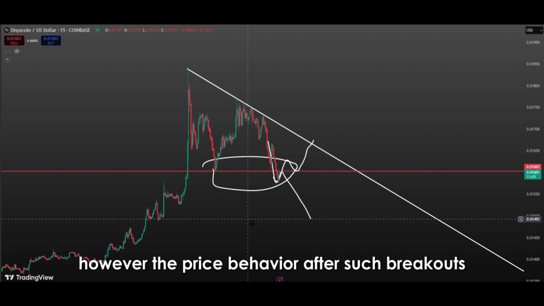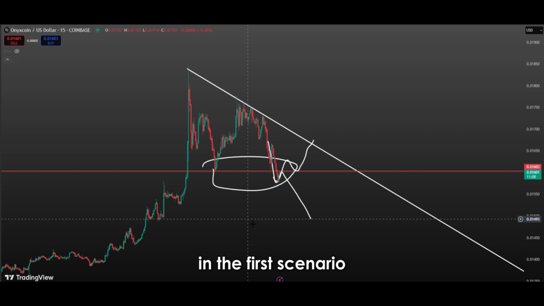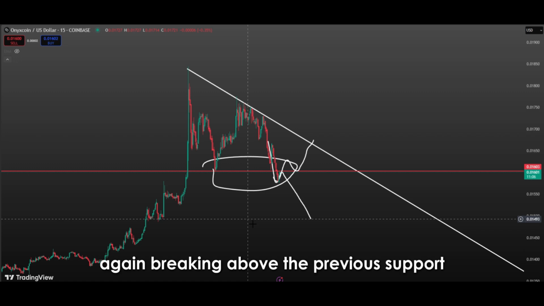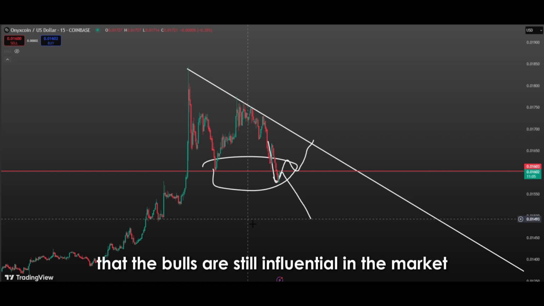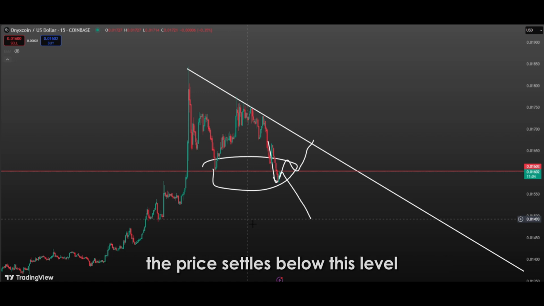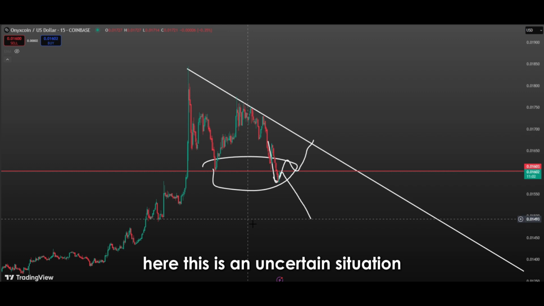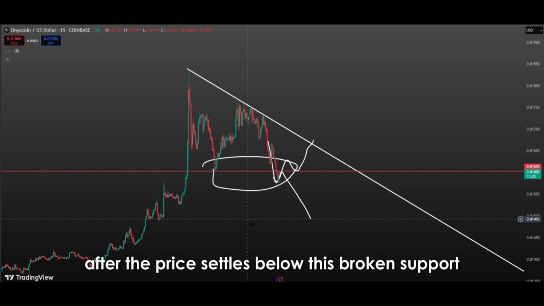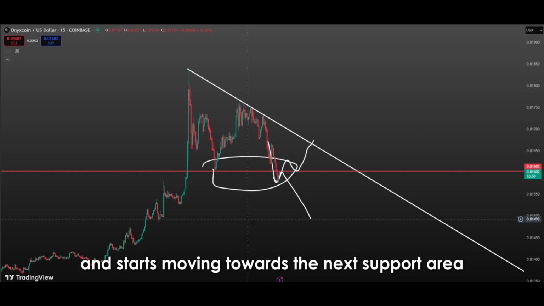However, the price behavior after such breakouts is usually based on 3 different scenarios. In the first scenario, the price finds strength just below this level and makes an upward move again, breaking above the previous support. This is a positive development and shows that the bulls are still influential in the market. In the second scenario, the price settles below this level and enters a horizontal consolidation process here. This is an uncertain situation, and it is difficult to comment on the next direction of the price. The third scenario is more negative. After the price settles below this broken support, it accelerates its decline and starts moving towards the next support area.